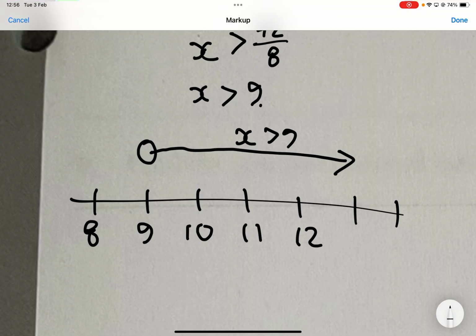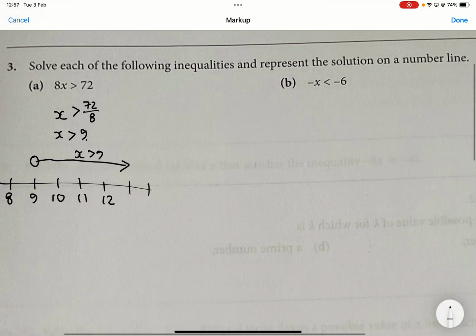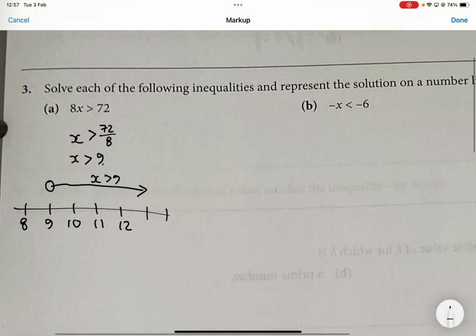So it's hollow. My sign here is strictly larger than. My x must be larger. So my x can be 9.1, 9.2, but it cannot be 9 because x is larger than 9. So we have to use a hollow dot. Okay? So this is the number line to represent our answer already. We will see it a few more times. Let us go to B.